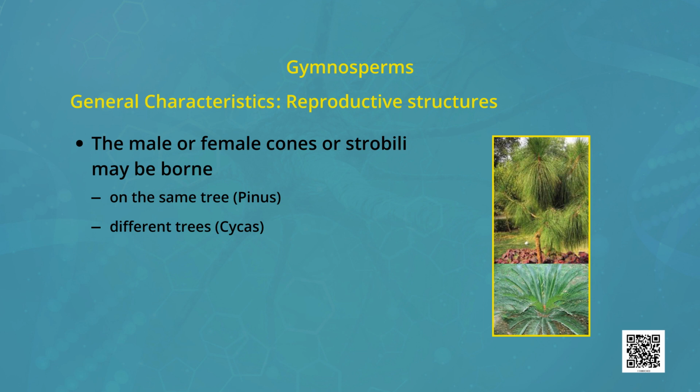Gymnosperms are mostly monoecious, that is, the male and female reproductive structures are found in the same plant. An exception is Cycas, which is dioecious. In Cycas, male and female reproductive structures are found in different plants. Male and female reproductive structures are found in compact structures called cones or strobili.